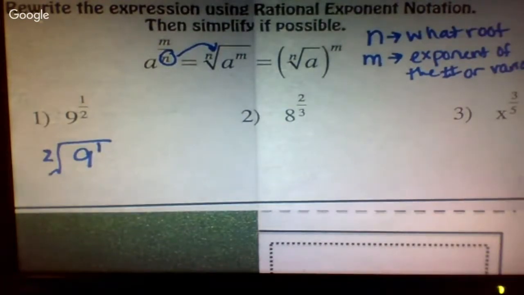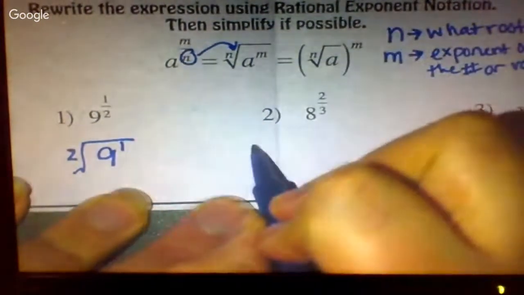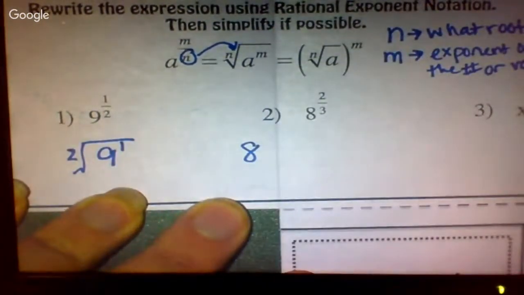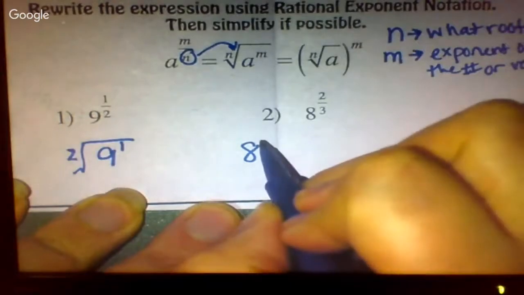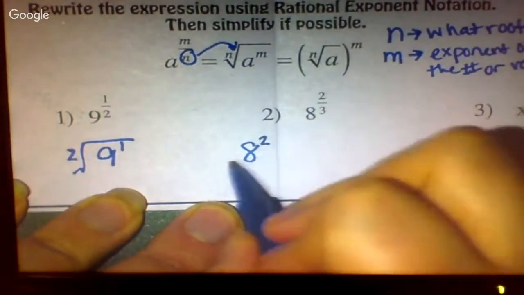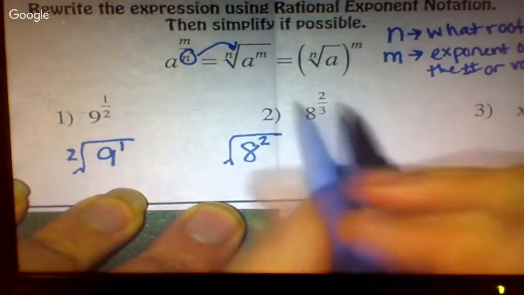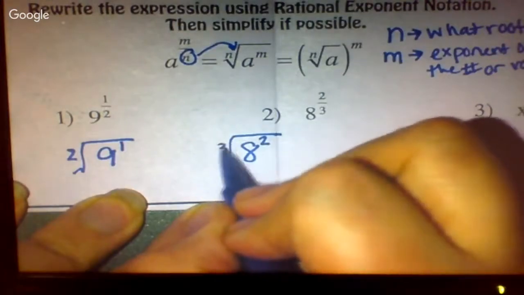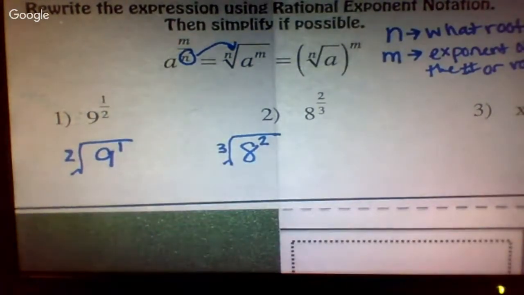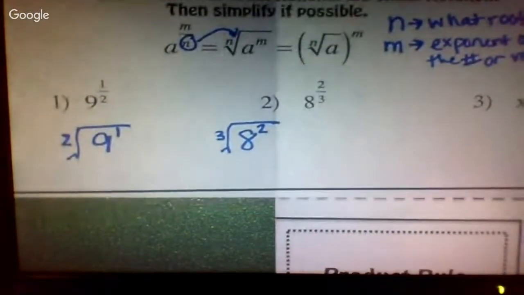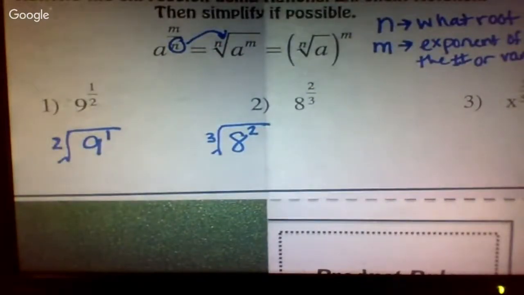You're going to do the same thing for the rest of these. So number 2, this is 8 to the second power. Draw your root symbol, and the 3 goes out front as an index. Notice I write the 3 really small. It's not being multiplied. It's called your index, and we'll talk about that a little bit later as well. So this is the cubed root of 8 to the second power.